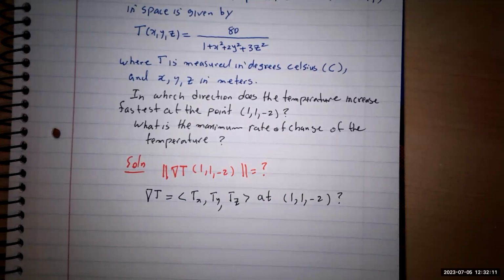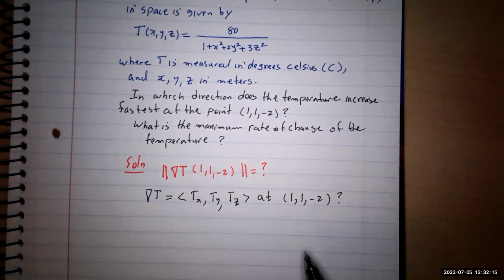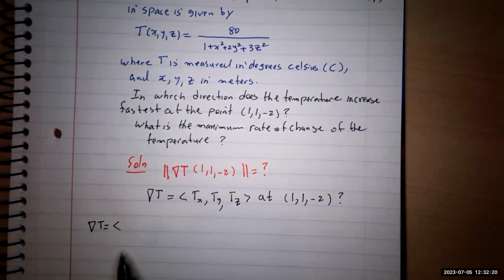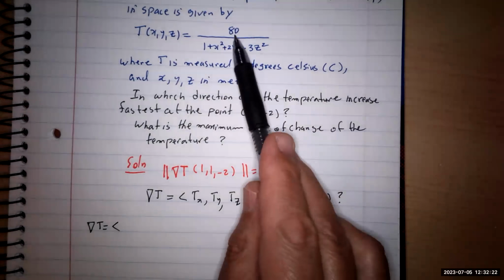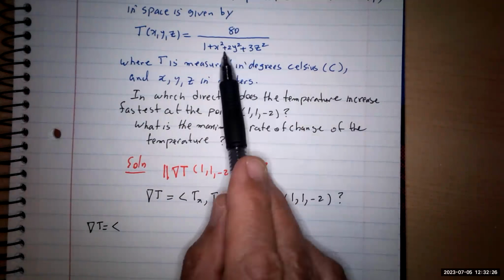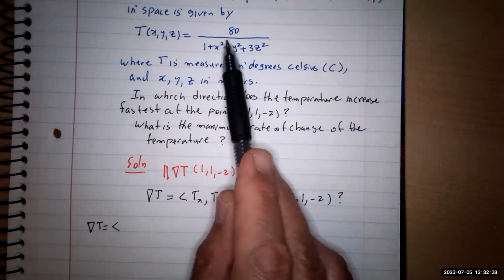So we can do it all together. They are very much similar, and so make sure that you have enough space. So this is going to be the gradient. The derivative with respect to x: the derivative of the top is 0, and the derivative of the bottom with respect to x would be 2x, times the top.